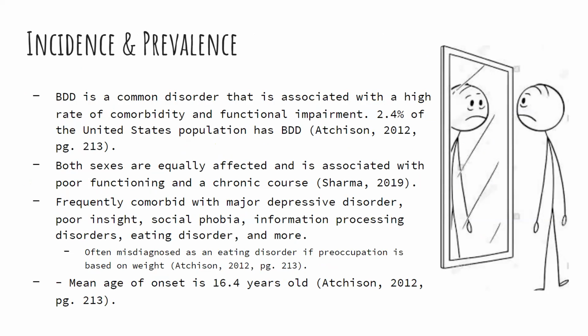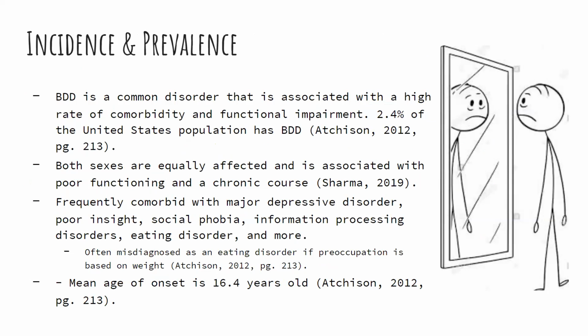So body dysmorphic disorder is a common disorder that is associated with a high rate of comorbidity and functional impairment. 2.4% of the United States population has this disorder. It is important to note that both sexes are equally affected and it is associated with poor functioning and a chronic course.